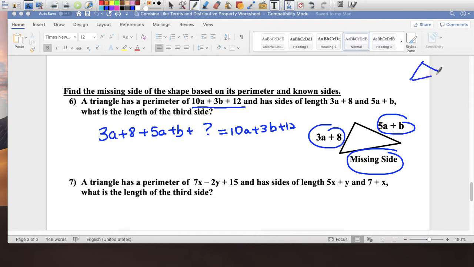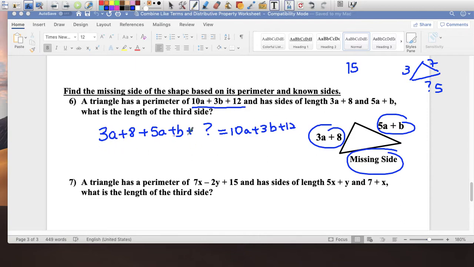So let's do something different here. Let's say I told you that the perimeter was 15, and this was 3, this was 7, and I asked you, what is this missing side? What would you do? Well, you would probably add 3 plus 7, which is 10, and then you would do 15 minus 10, and you find out that this little guy here would be 5, correct? So this is no different. So let's add these two, and then we're going to subtract it from that.